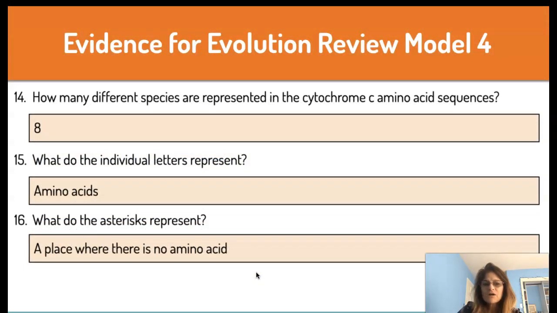So now we're on to Model 4. This was probably the toughest one for you to analyze. Let's see how you did. How many different species are represented in the cytochrome C amino acid sequences? There are 8. What do the individual letters represent? They represent amino acids. What do the asterisks represent? That's a place where there's no information about that amino acid, so we can't use that in our evidence.